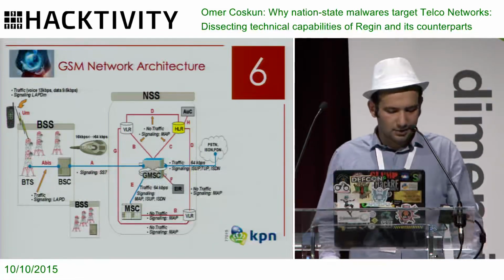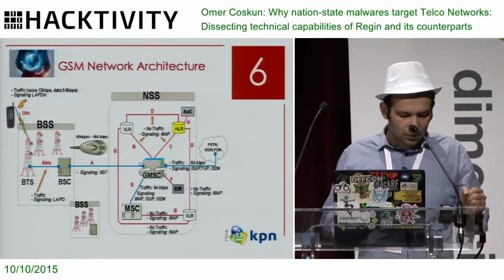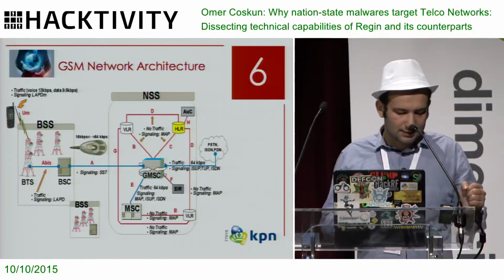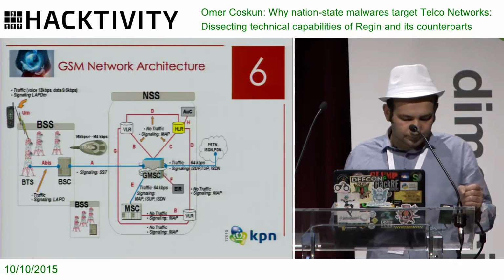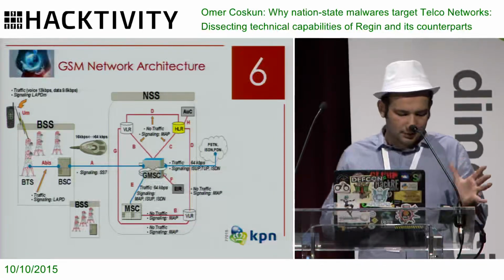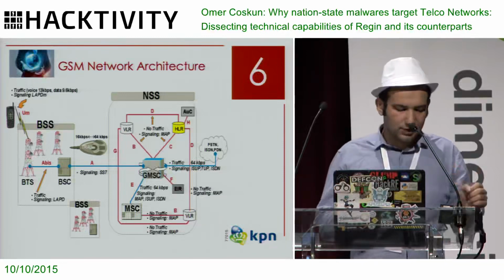Different signaling protocols are used on the interfaces, and some NSS interfaces are involved in only control signaling, with no traffic. For example, no traffic is generated on the interfaces between HLR and VLR. These interfaces carry only signaling, the Mobile Application Part on the SS7 protocol.